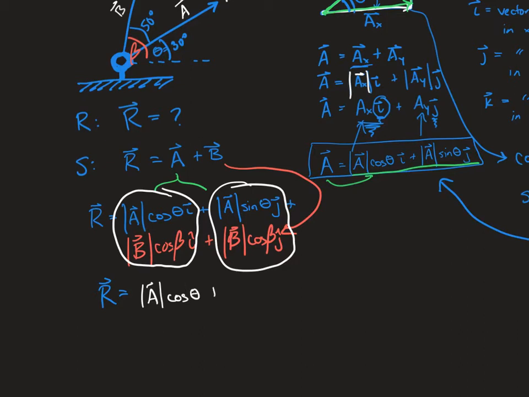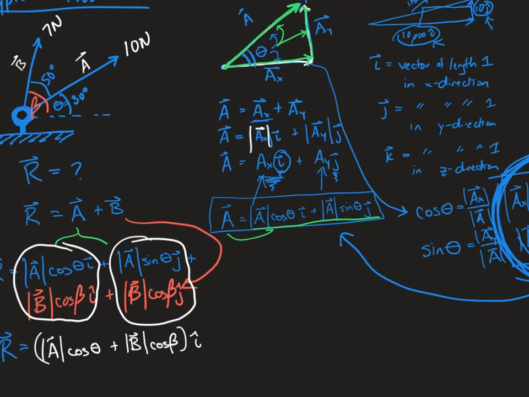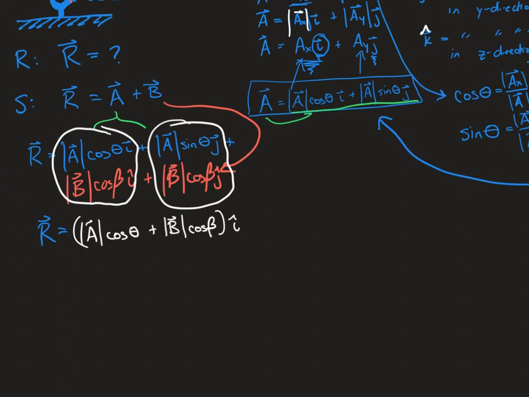So we end up with A cosine theta plus B cosine beta, times I. I should note that these unit vectors are sometimes written with arrows and sometimes with little hats, or carets, or whatever they call that. I will probably swing back and forth. I'm used to using the little hats, so I just did a little hat right there.